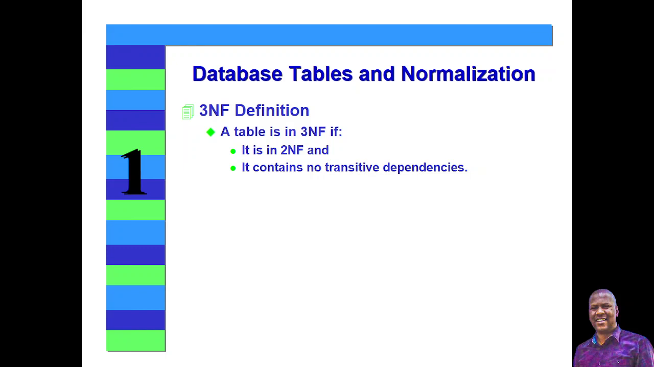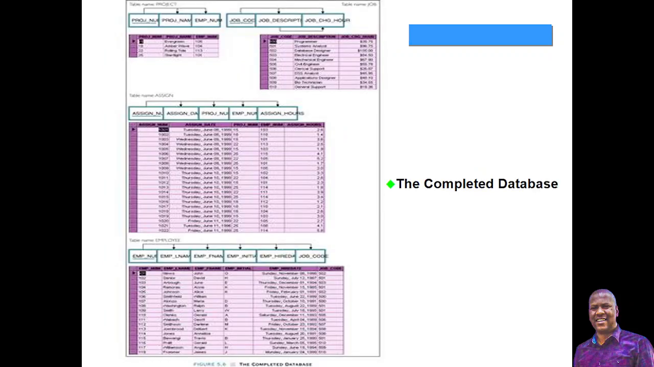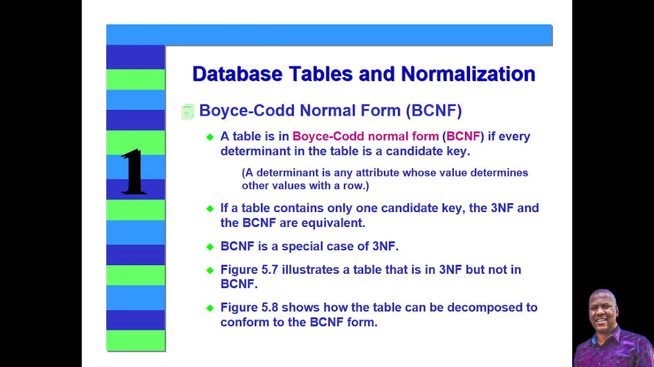It contains no transitive dependency. So there's a diagram here showing the third normal form, how the various entities have been structured, though not very clear, right? Now, there is some related concept when you talk about the third normal form and the Boyce-Codd normal form, referred to as the BCNF.